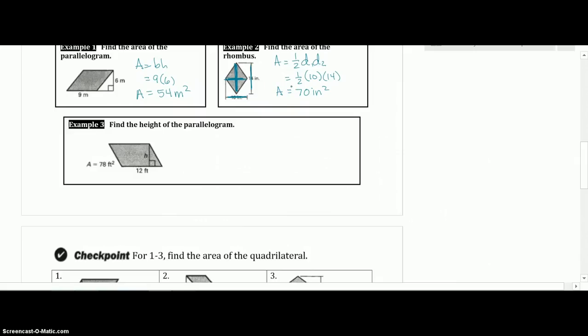Example number 3, find the height of the parallelogram. Okay, we are starting with a parallelogram, so we're going to start with area equals base times height. Plug in what you know, and then you can solve for what you don't know. The area is 78, the base is 12, and this time the height is what we don't know. So in order to solve that, we're simply going to divide 78 by 12, and we get 6.5. 6.5 feet. Notice this is just feet, not feet squared, because it's a height. It is not an area.